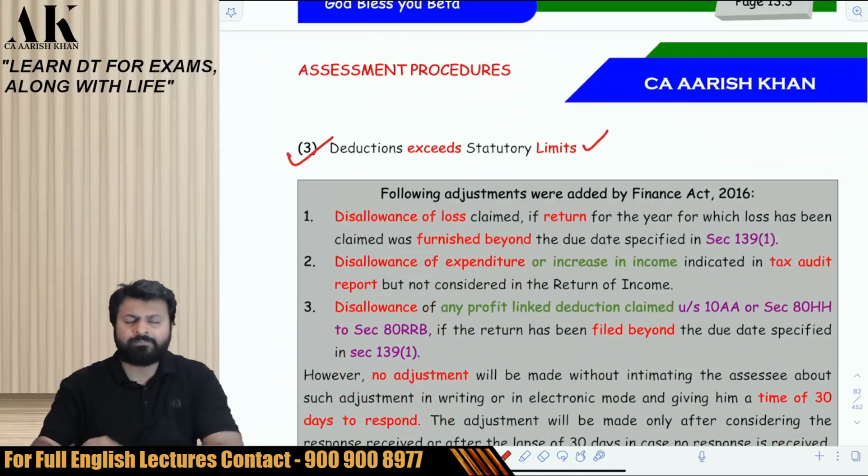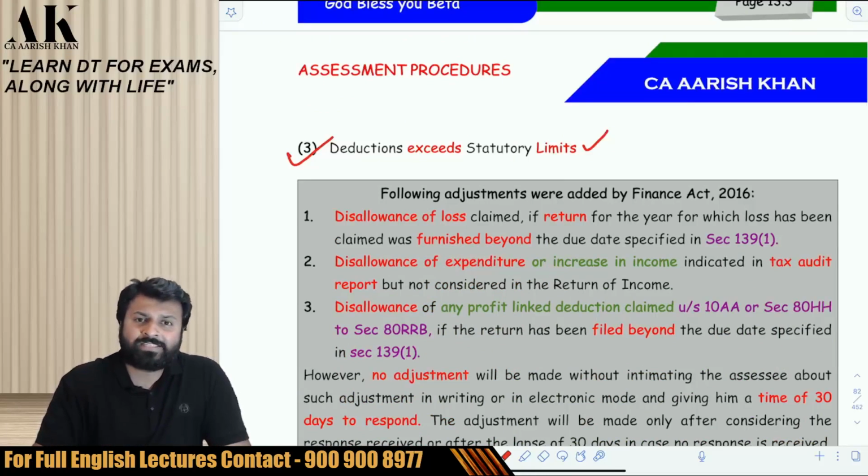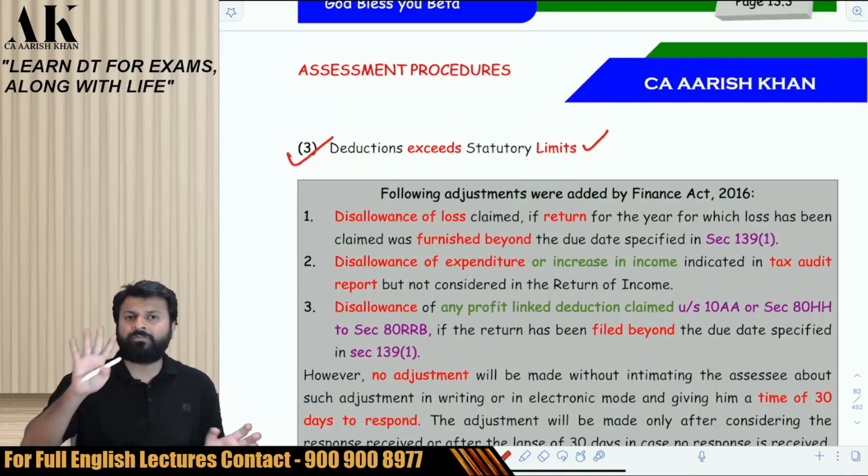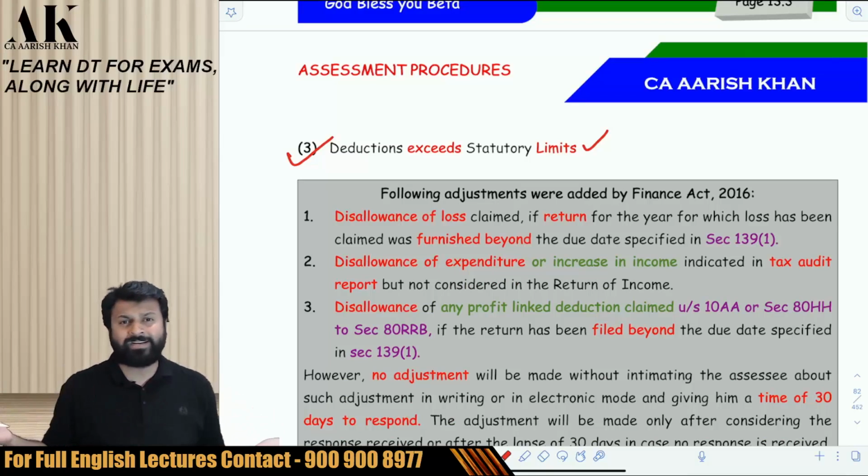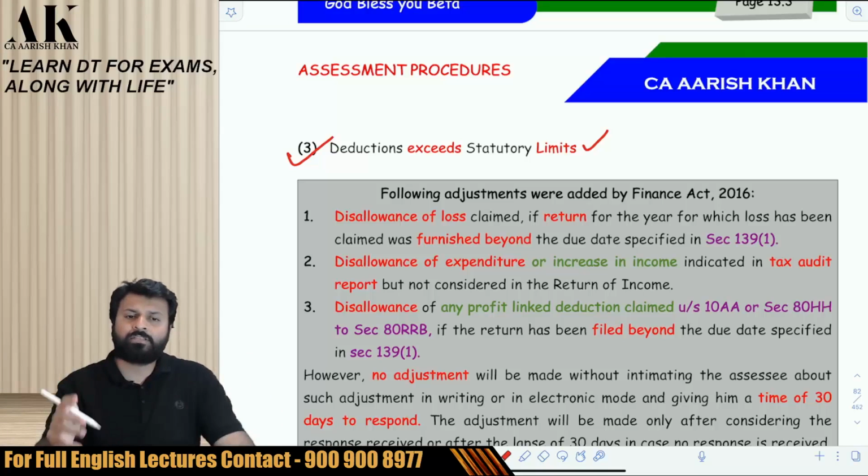And the third one is very simple. You are claiming certain deductions which exceed the statutory limits. Like you are claiming deduction under house property at not 30% but 40%. Like you are claiming deduction under 80C not at 1,50,000 but 1,80,000, 1,90,000, 2 lakh. So these are the mistakes which the software can pick up.